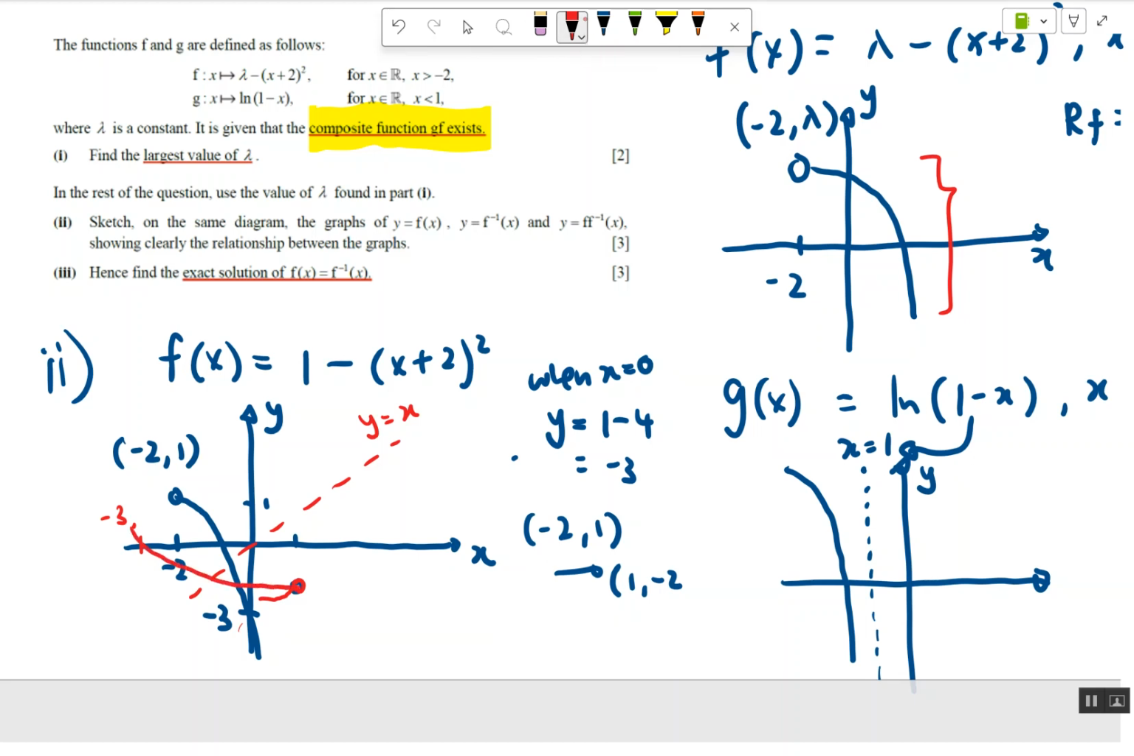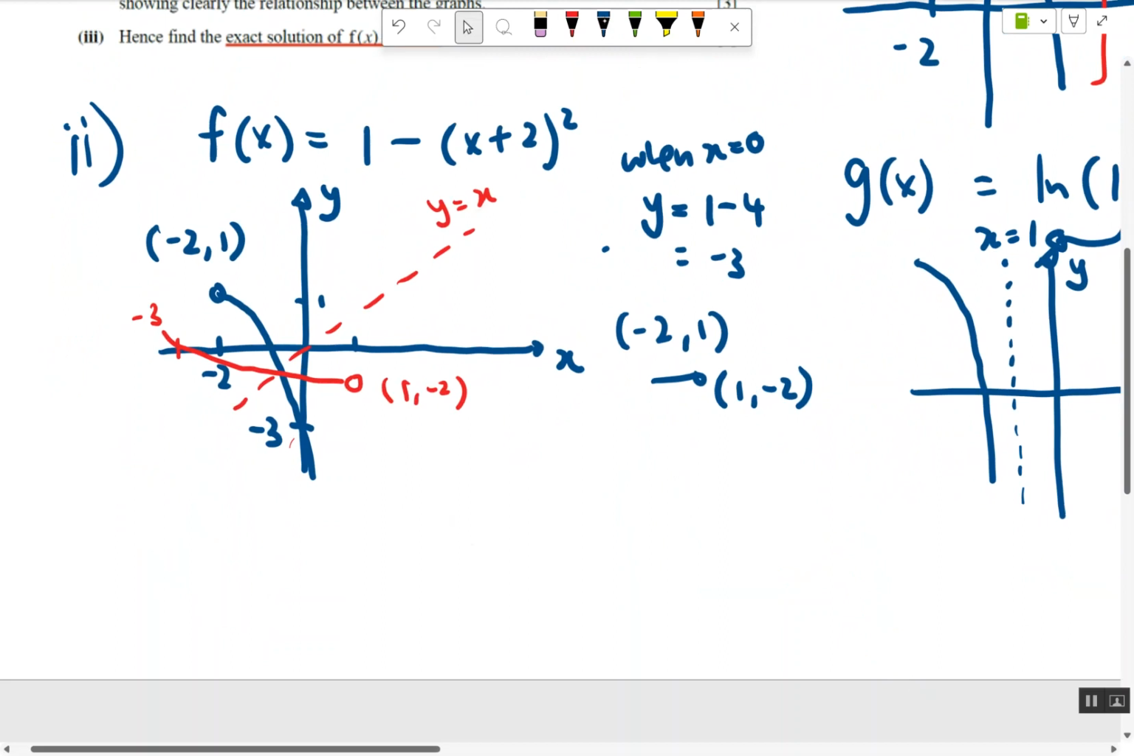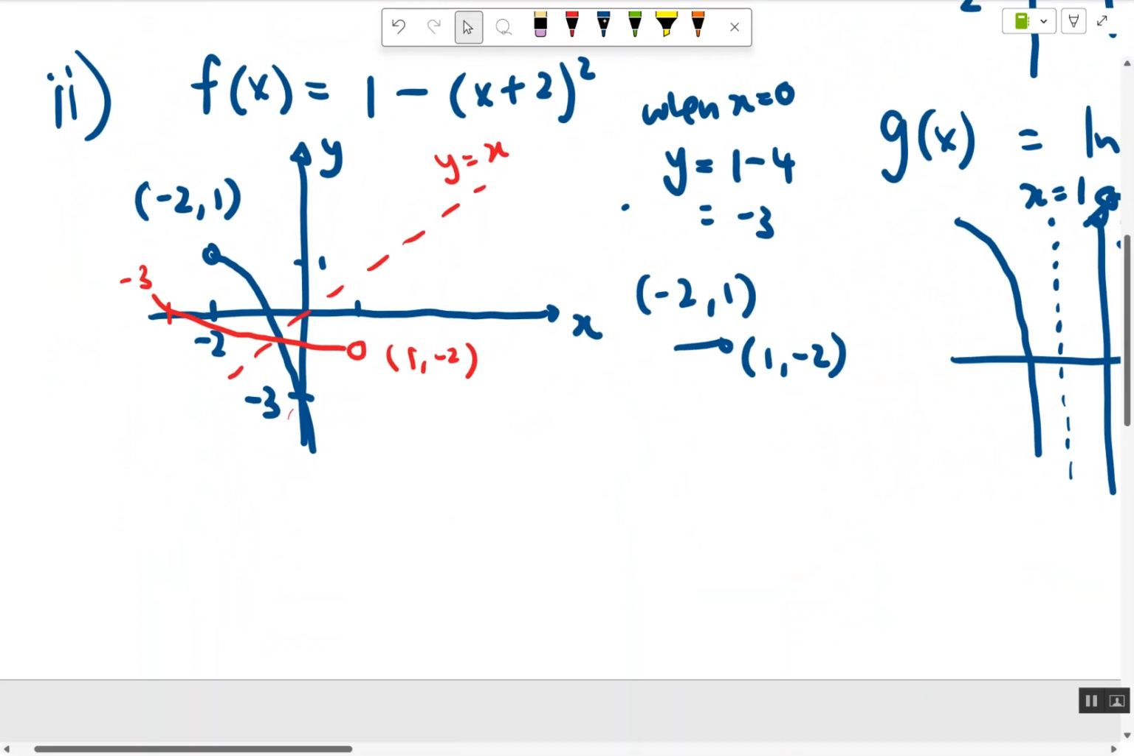Now it doesn't intersect, right? So let's go back again, and make sure it intersects. Yeah, over here. So this is (1, -2). Just make sure that, number one, the y coordinate becomes the x coordinate, the x coordinate becomes the y coordinate, and the graph must cut at y = x. So the red one is for y = f inverse. You don't even need to find out what f inverse is.